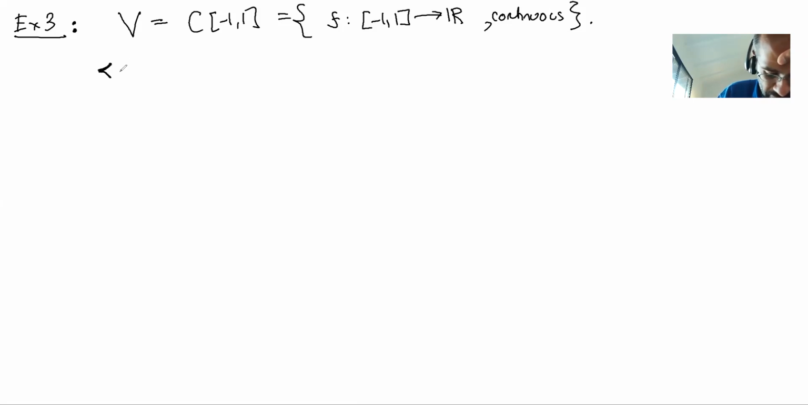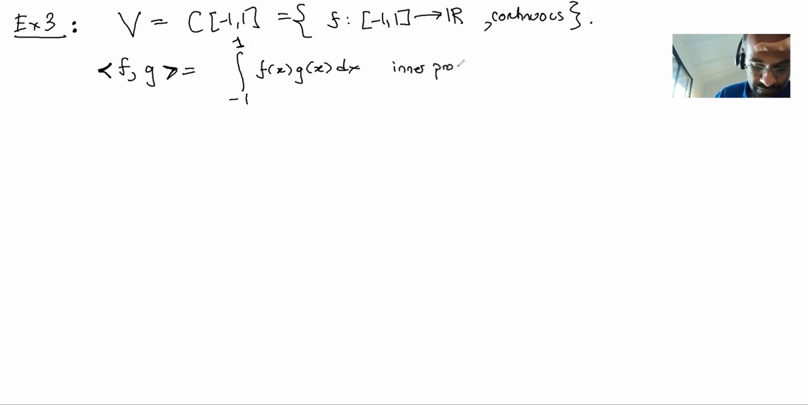of f(x) g(x) dx. Okay, now that's a little bit different from what we've seen before, right? It really is not like the dot product. It's an integral. Nonetheless, it satisfies all the properties.